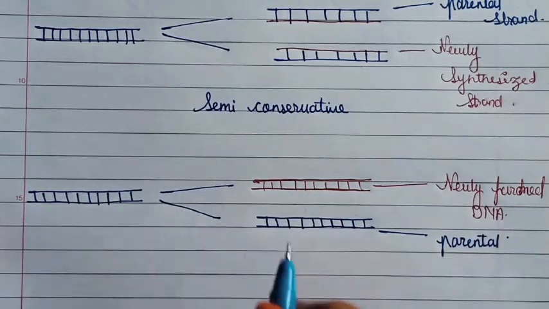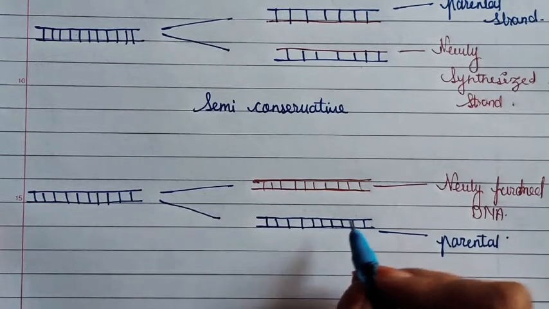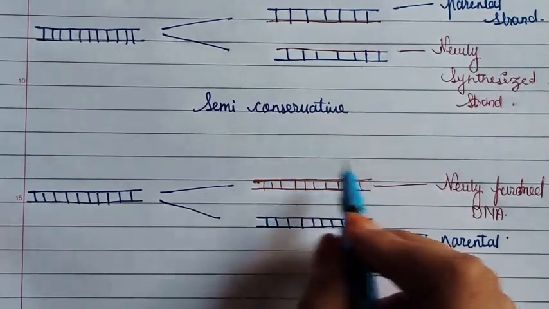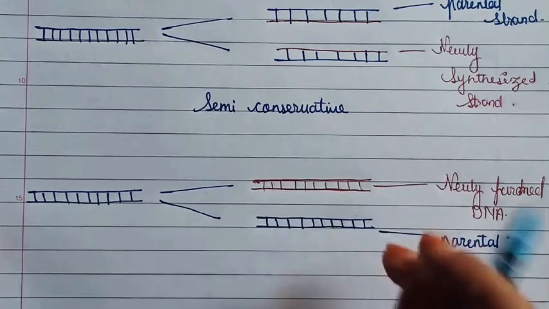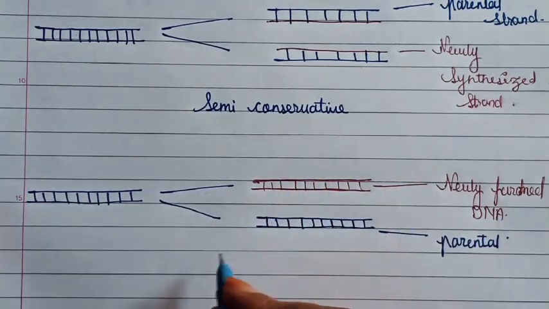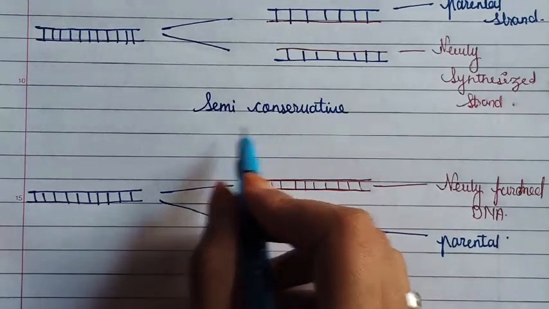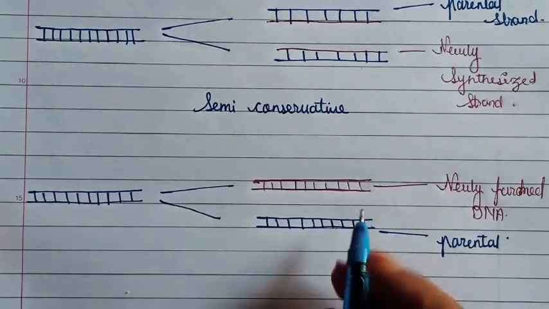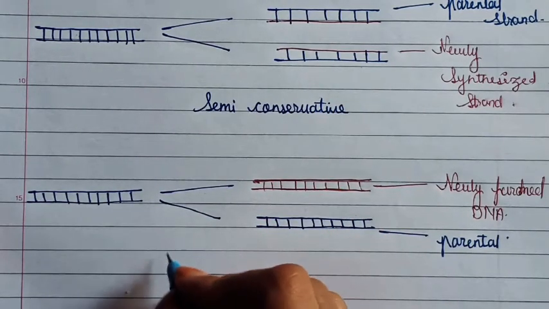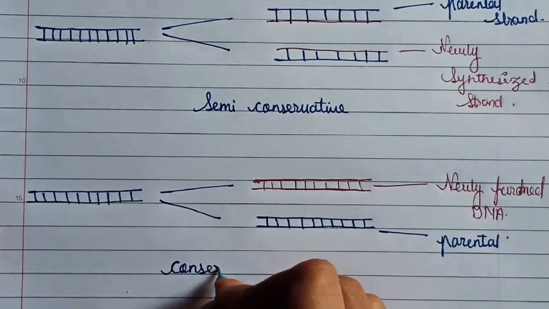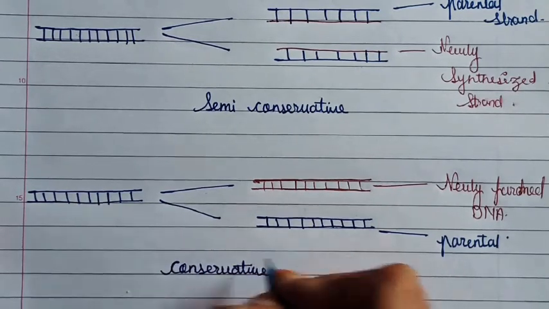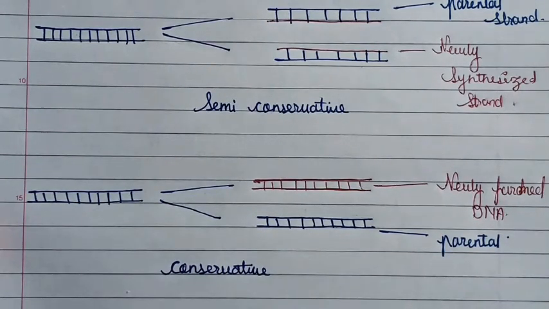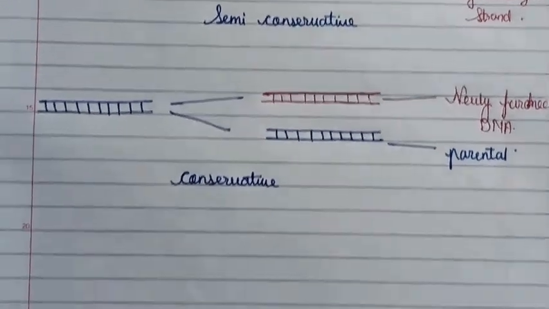Meaning there is no change in the parental DNA, but the other DNA is going to be synthesized, the whole DNA is going to be newly synthesized, and this method is known as conservative. Here we have seen semi-conservative, meaning half the DNA is conserved; here the whole parental DNA is conserved, so it is known as the conservative mode of DNA replication.